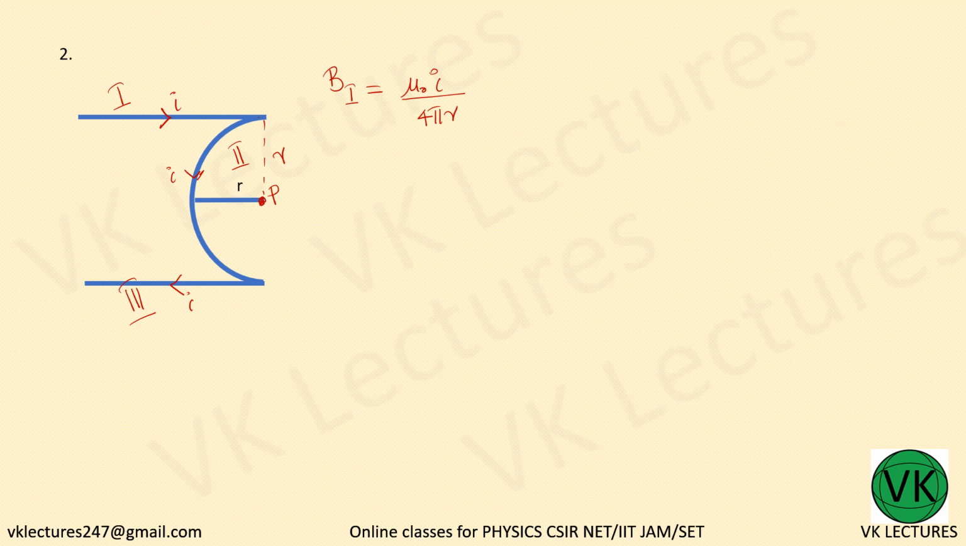We are just coming with this I direction and coming to this P. It is like a clockwise direction. Okay, it is like clockwise. So if it is clockwise, then the magnetic field will be into the plane. Okay, so this is the magnetic field due to the first portion.